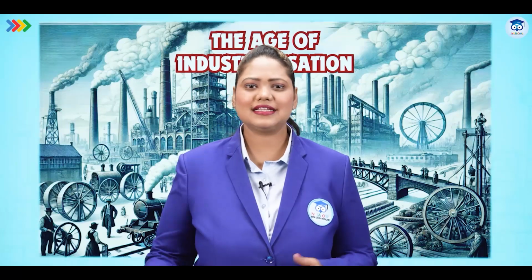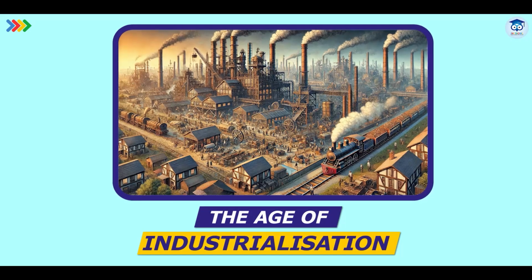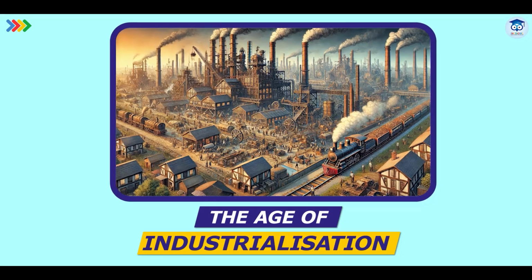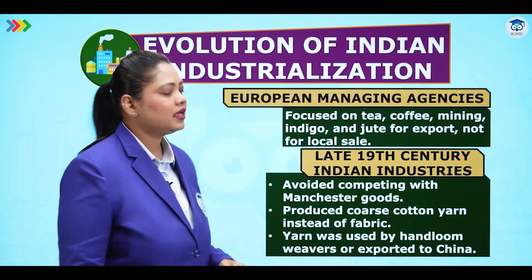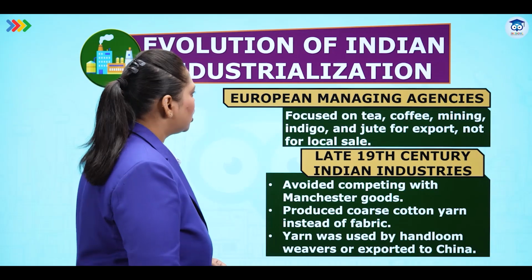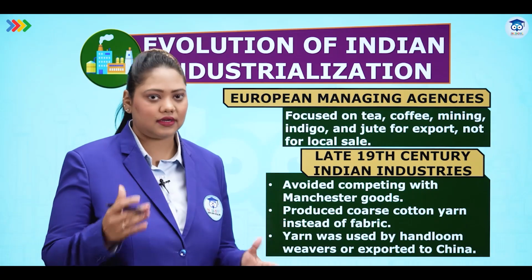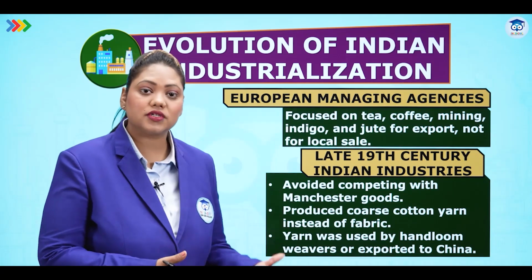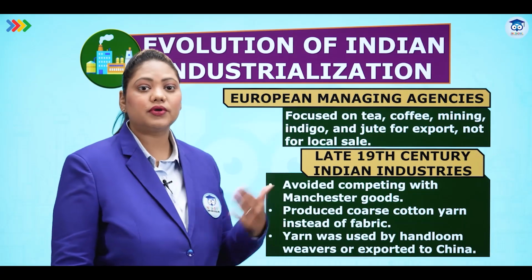Welcome students, let's continue studying the age of industrialization. Now, let's see the evolution of Indian industrialization. European managing agencies, now we have seen that we have started industrialization in India. We had Indian entrepreneurs take up factories, make factories. Now we're going to see how it emerged, how it grew.